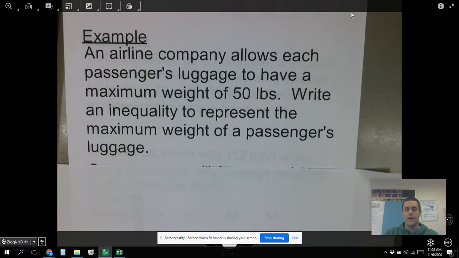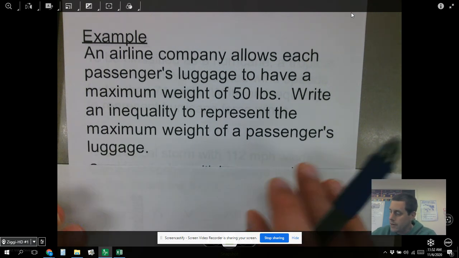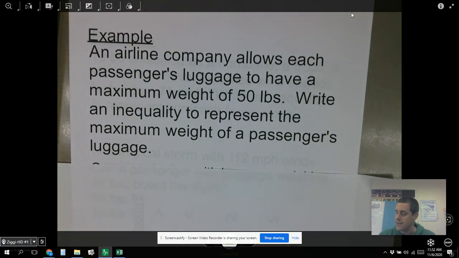All right, let's practice writing some inequalities. Here's our first example. An airline company allows each passenger's luggage to have a maximum weight of 50 pounds. Write an inequality to represent the maximum weight of a passenger's luggage.